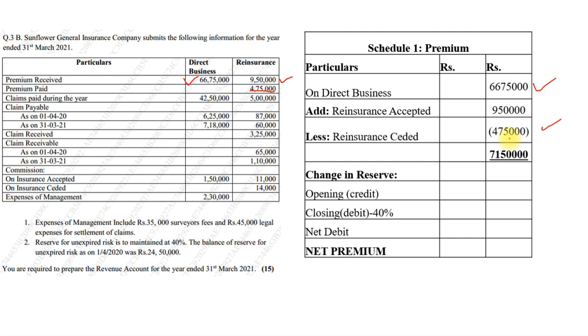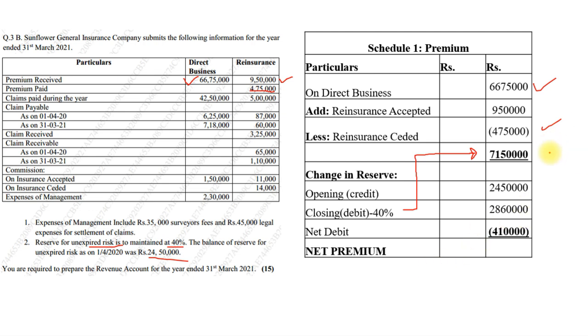Now from that premium we have to subtract the change in reserves. So the opening reserve is given as 24,50,000. We noted that down as 24,50,000. Less the closing. Here they told you the reserve for unexpired risk is to be maintained at 40%. Now remember, 40% on what? 40% on your total premium that we have found. So 40% of 71,50,000 we have to take. That comes to 28,60,000. So opening minus closing, we get a negative value of 4,10,000.